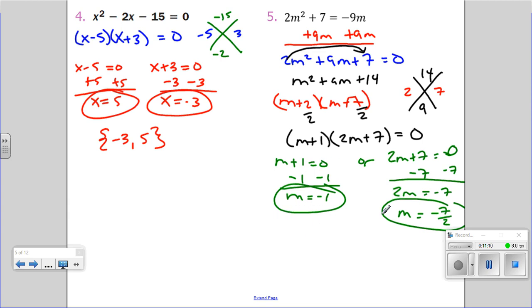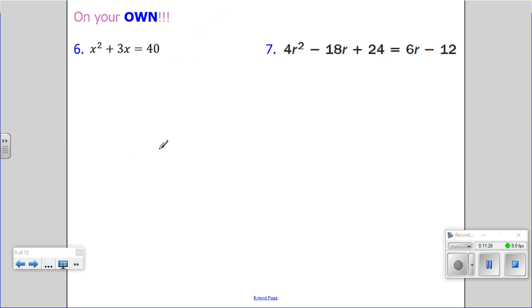So again, you can leave the solutions separate or put it in a swirly brace as follows. Now on your own, I would like for you to solve these two equations. Please take a picture, and these conclude your lesson for today.